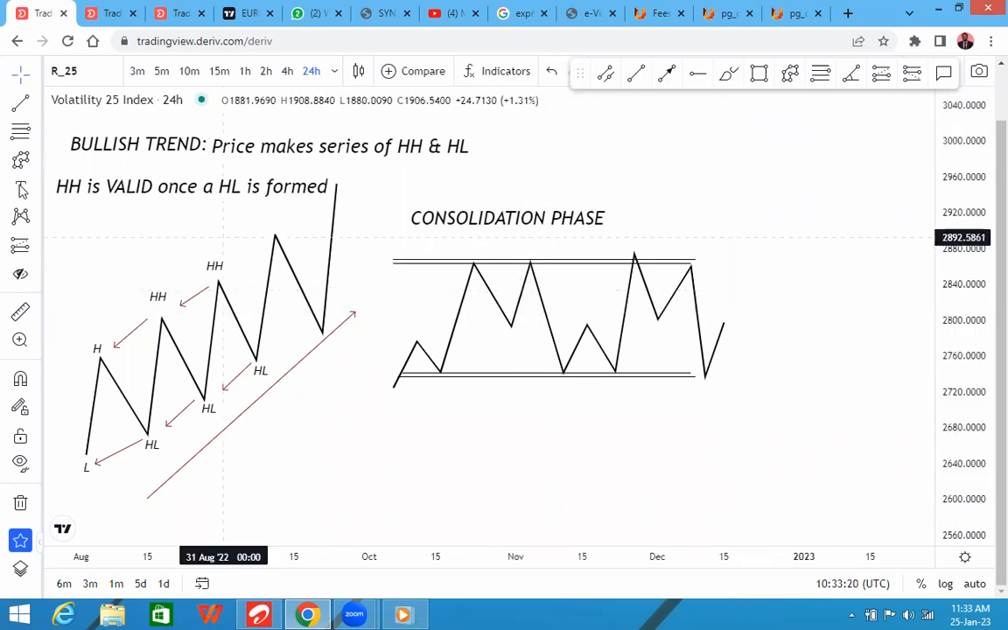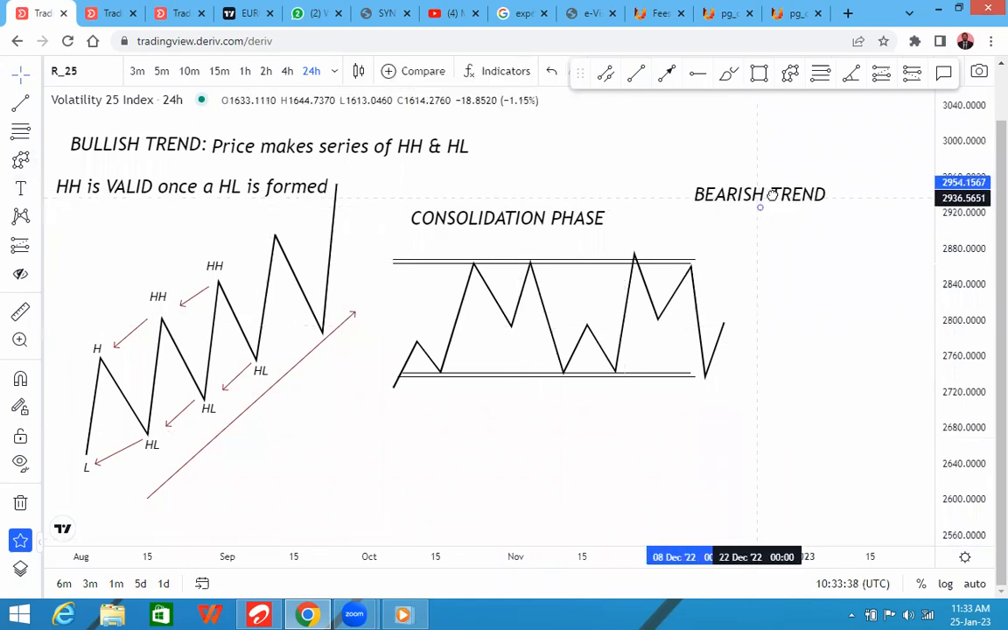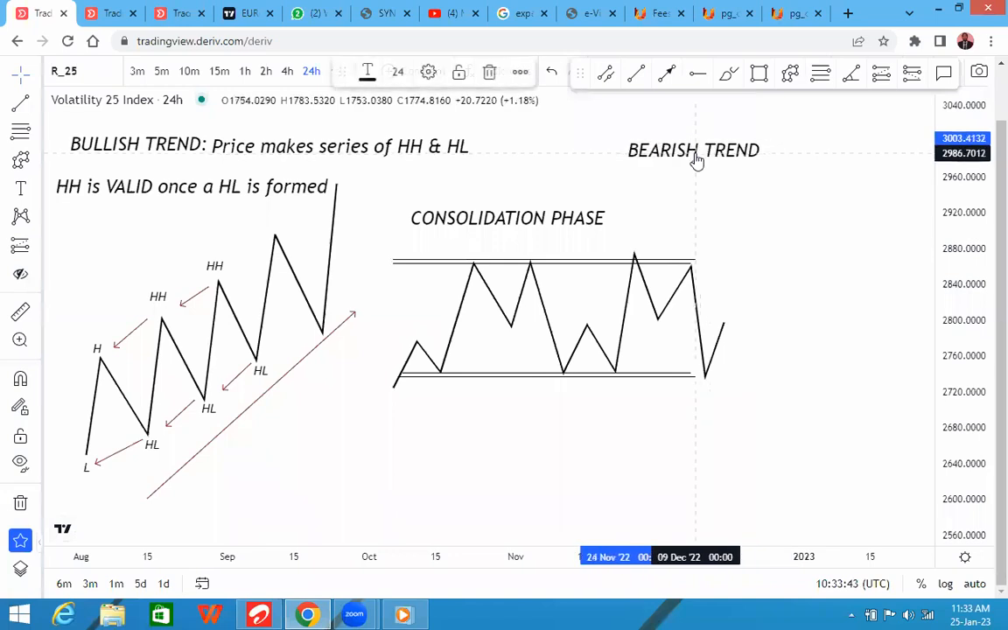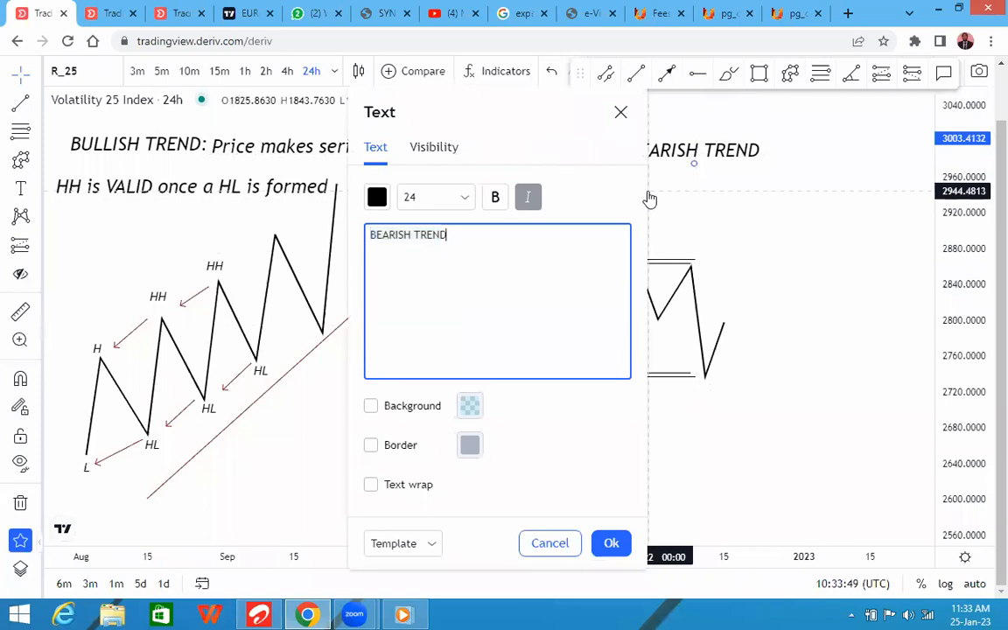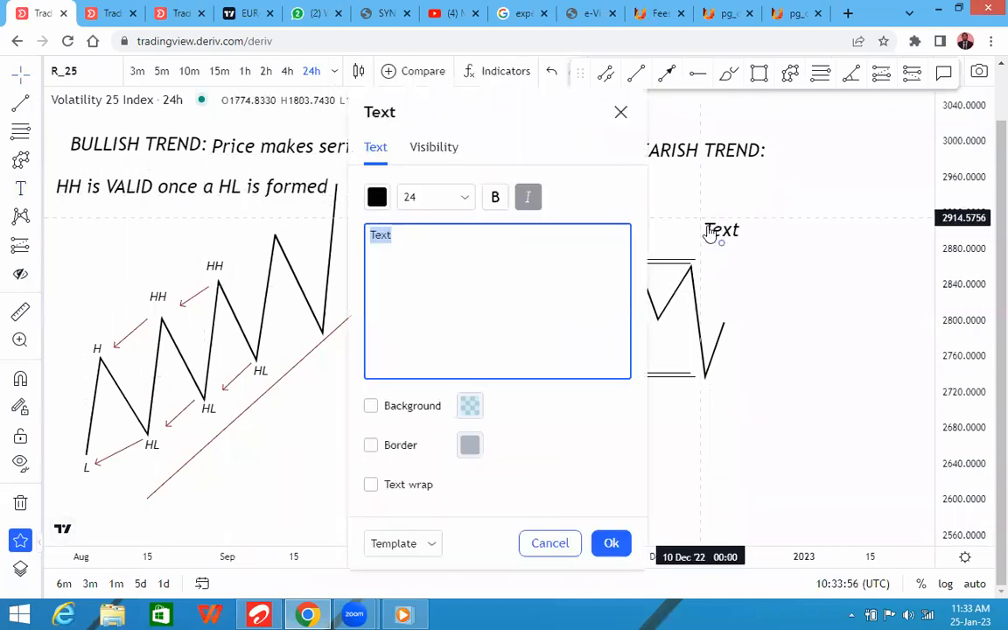Then the next type of market structure is the bearish trend. Here, price is making a series of lower lows and a series of lower highs. The market is going down. Price is making a series of lower lows and series of lower highs. All right, let me put this. Please just bear with me. I want to take it gradually, little by little, so that you understand the price.